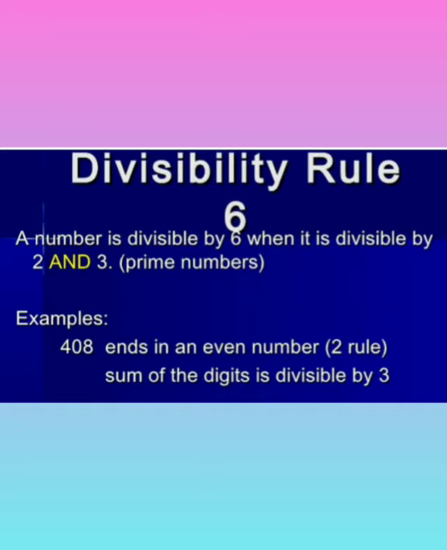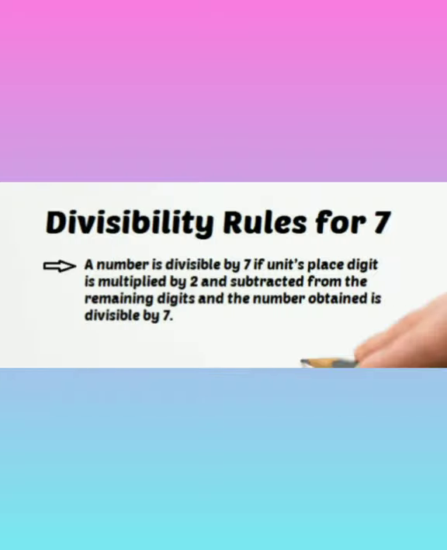So that number will be divisible by 2 and 3. So this number will be divisible by 6. Next, the divisibility rule for 7.